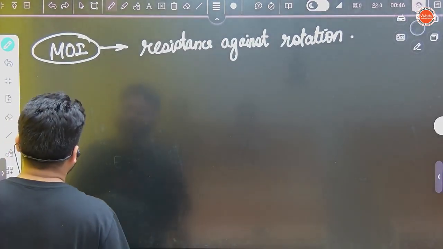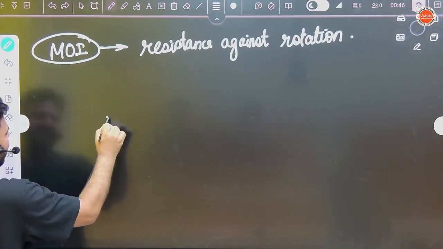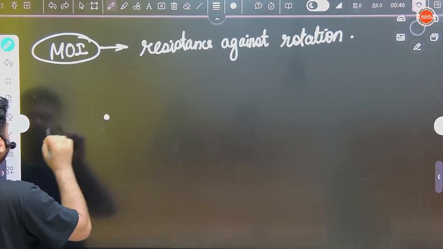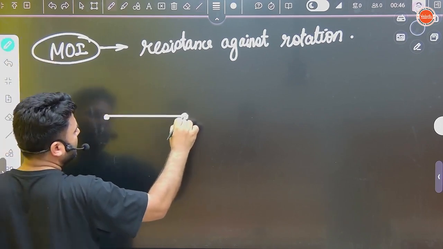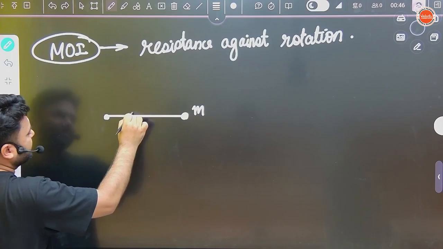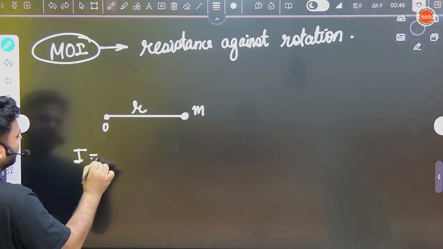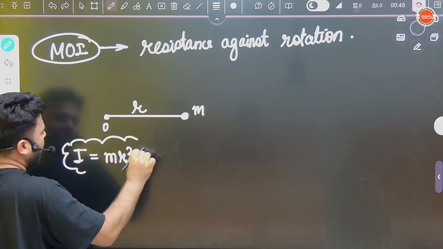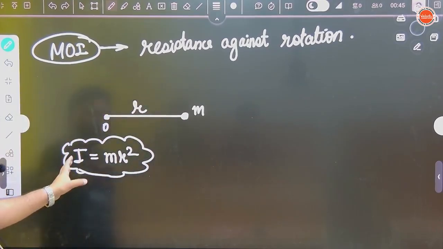How do we calculate moment of inertia? See, suppose this is the axis of rotation, and there is a mass here at a distance r from the center of rotation. Then we define moment of inertia equals mr square. I equals mr square. Correct? This is how we calculate moment of inertia.